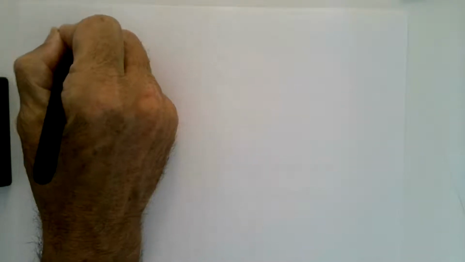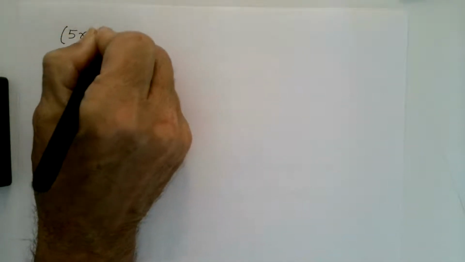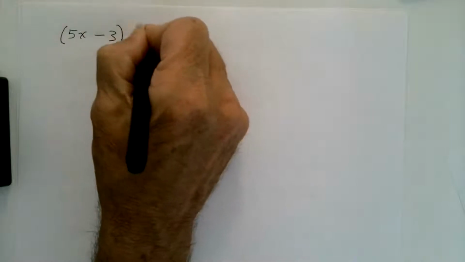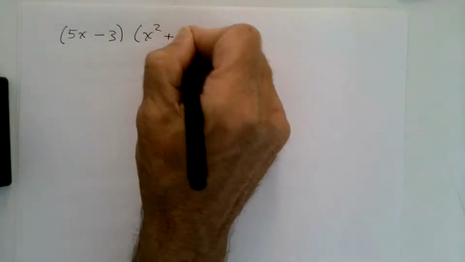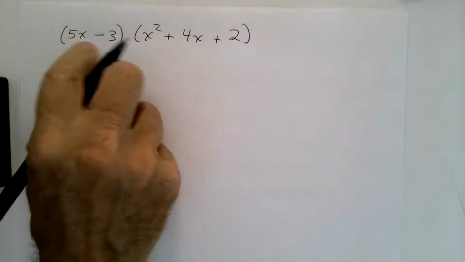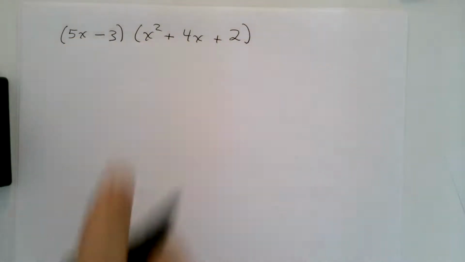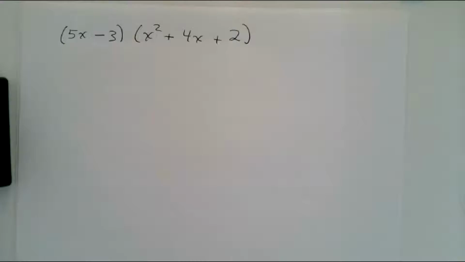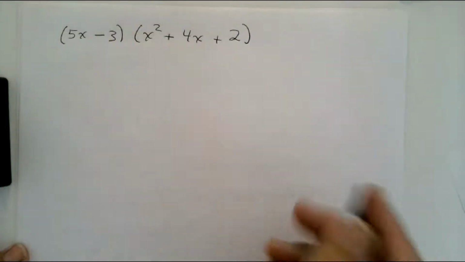What if we have something else? What if I have something like this? What if I have 5x minus 3 times x squared plus 4x plus 2. So a binomial, a two-nomial, times a trinomial, a three-nomial. FOIL doesn't work here, but we can extend the previous model.